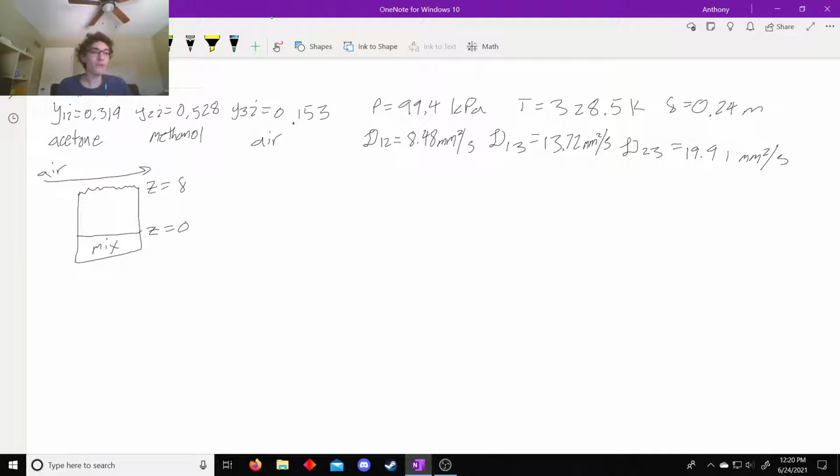So in order to actually calculate the molar fluxes of acetone and methanol, what we're going to use is the Stefan-Maxwell equation. And what the Stefan-Maxwell equation does is it describes the interactions between two components. But in the case of this problem, we actually have three components. So because of that, we're actually going to have two different Stefan-Maxwell equations. So I'm going to go ahead and write those two equations down.